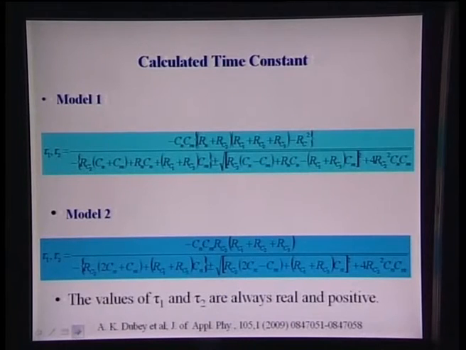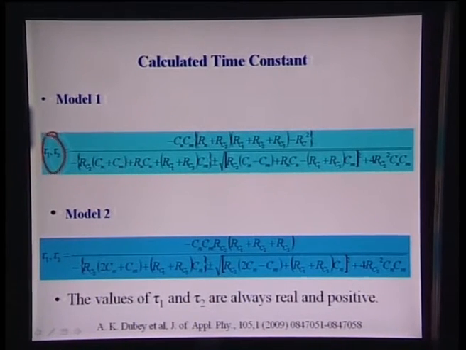Now, if you solve the multiple equations, you finally get analytical equations of the form Ax² + Bx + C = 0. So x has two roots, and these are actually tau 1 and tau 2, the time constants for this electrical analog circuit of the biological cell.